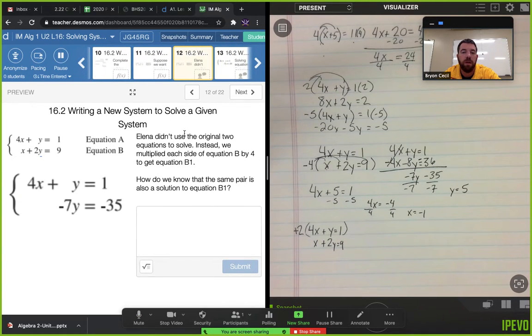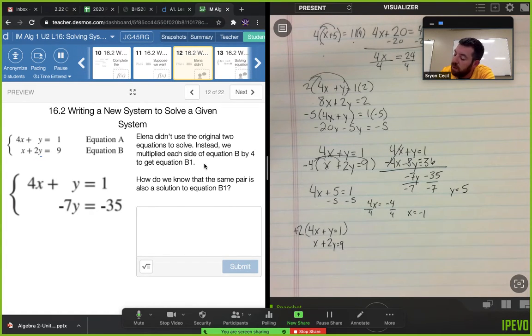Okay. Elena didn't use the original 2 equations to solve. Instead, we multiplied each side of the b equation by 4 to get equation b1. All right, how do we know it's the same pair? Hey, guys, if we know it's the same pair, you're still going to get the same variable to eliminate. But let's stop this jazz for a second. We can do all these what ifs, but let's multiply by the 2, cancel the y's, and just solve it how they asked us to do it from slide 11.